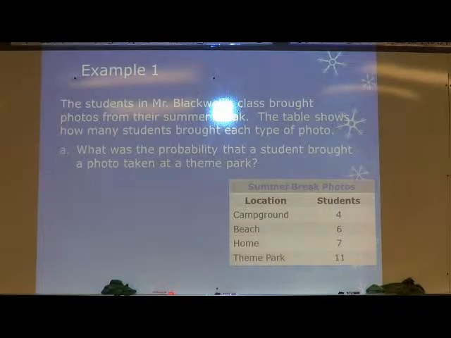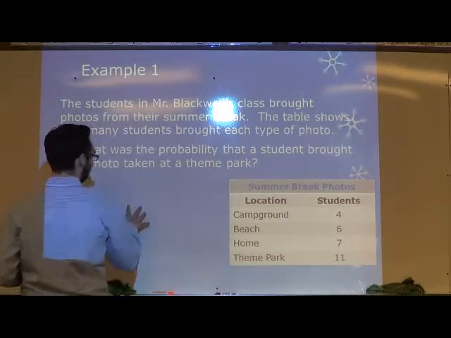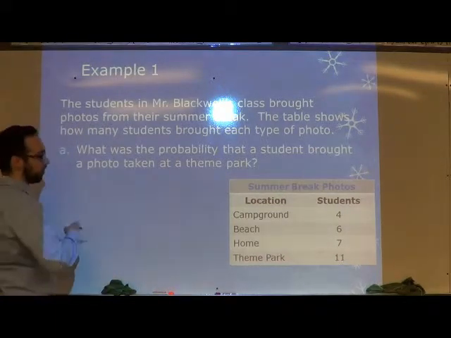For the first one, it says the students in Mr. Blackwell's class brought photos from their summer break. The table shows how many students brought each type of photo. If you look at the table, 4 students brought campground photos, 6 brought photos from the beach, 7 brought photos from their home, and 11 were at theme parks. What was the probability that a student brought a photo taken at a theme park?